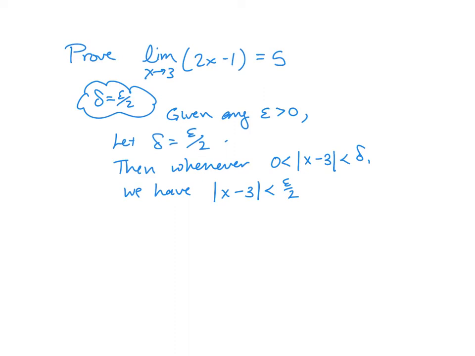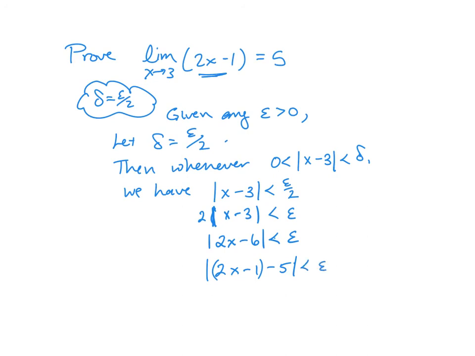Now I'm going to work on this algebraically. I'm going to multiply both sides by 2. So 2 times the absolute value of x minus 3 is less than epsilon. And then I'm going to distribute the 2. So I get 2x minus 6 is less than epsilon. And then I'm going to separate this part out so it looks like 2x minus 1 minus 5, so I can get my function 2x minus 1 showing up in there, is less than epsilon.